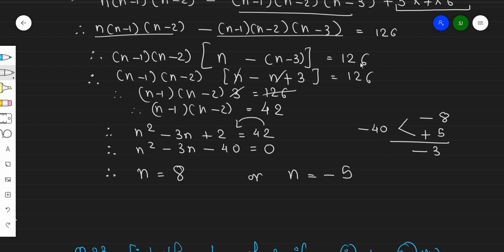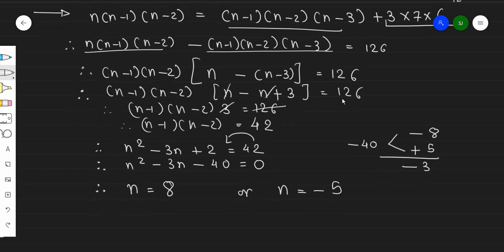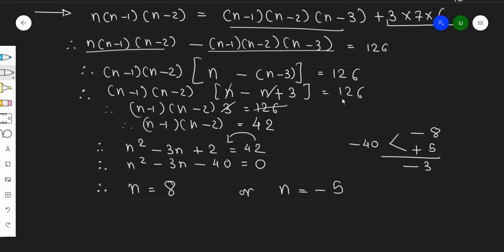Again we should get something similar, right? Since we have n minus 1, we have n actually. So this is not possible since we have nP3. So based on this, we can conclude that if my n is equal to minus 5, then minus 5P3 is not defined.